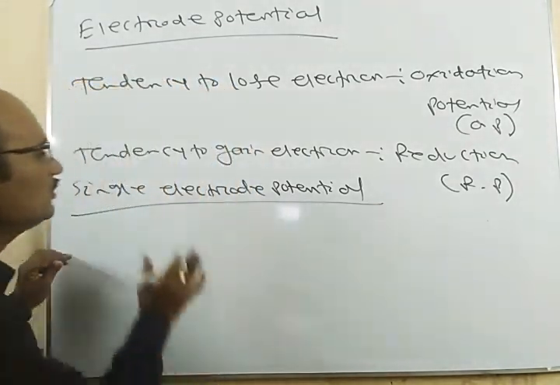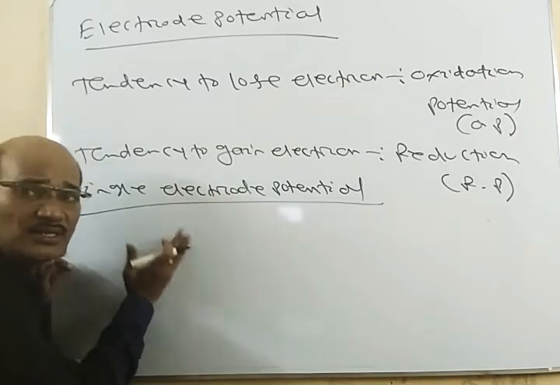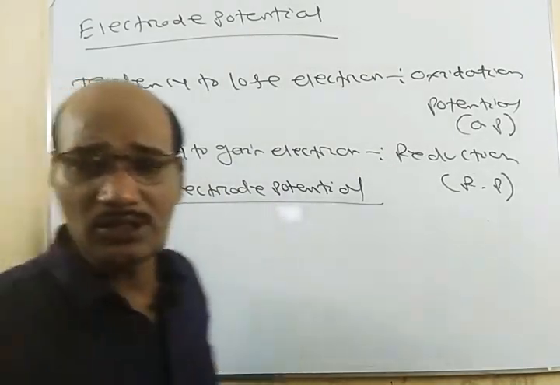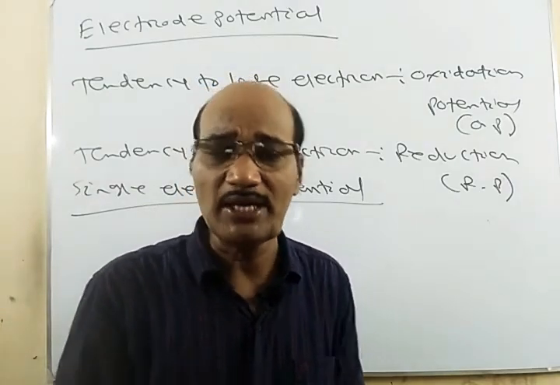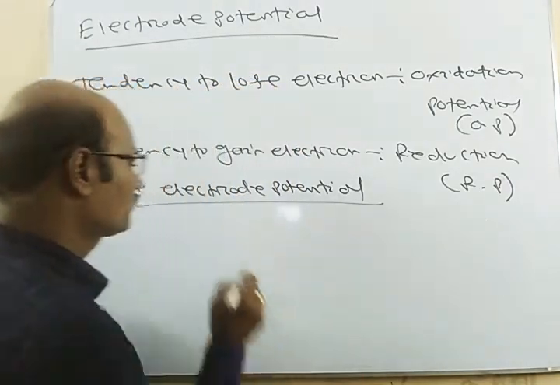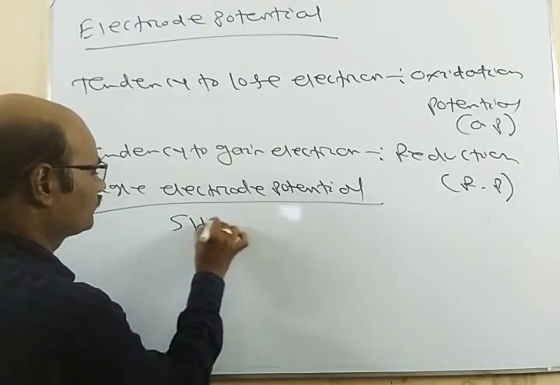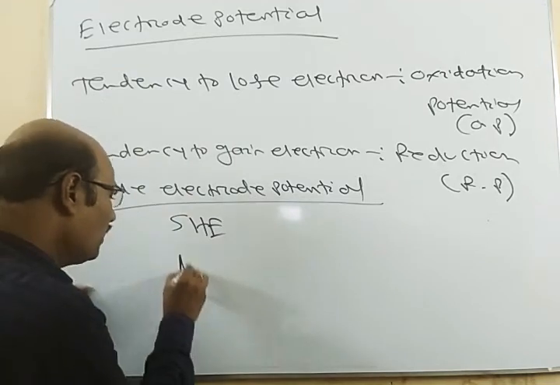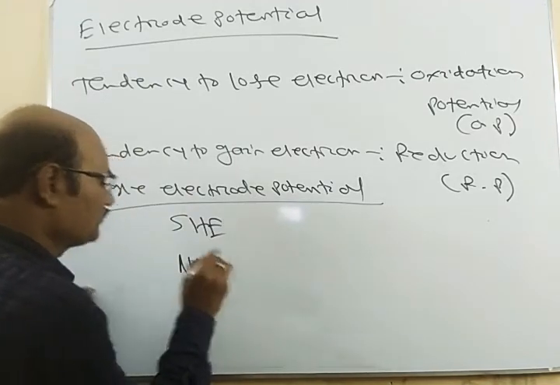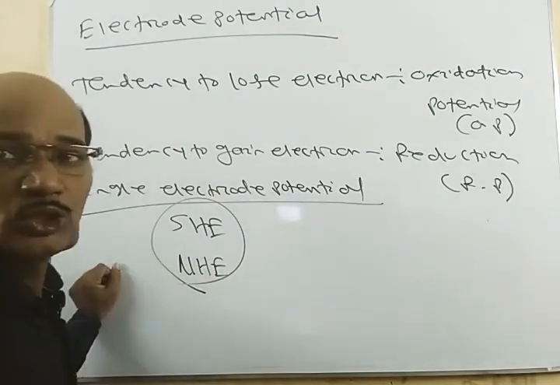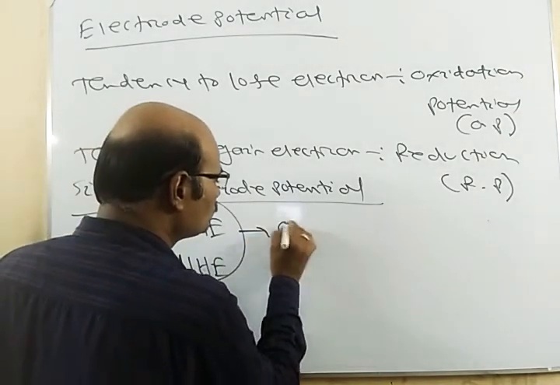Because calculation of the single electrode potential is not possible, for this purpose we are taking a standard hydrogen electrode (SHE), or we are taking a normal hydrogen electrode (NHE). So the potential is what? 0.0.